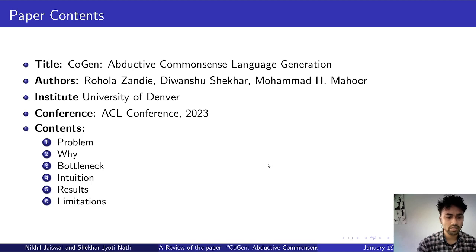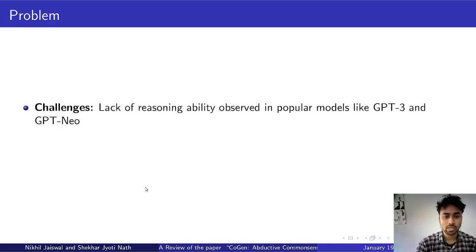So we'd like to go through a high-level overview of the paper. As you can see, we'll go through the following 6 points. I'll go through the top 3 points, and my teammate Nikhil will go through the bottom 3 points. So let's continue. So going forward, what is the problem that the paper is trying to solve?